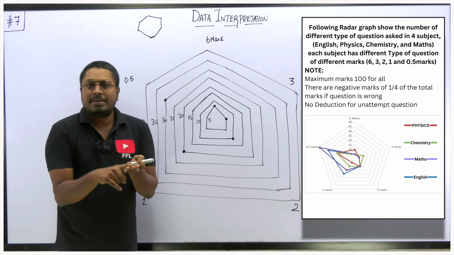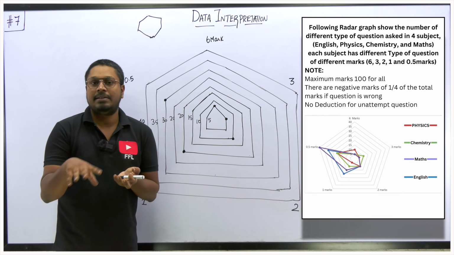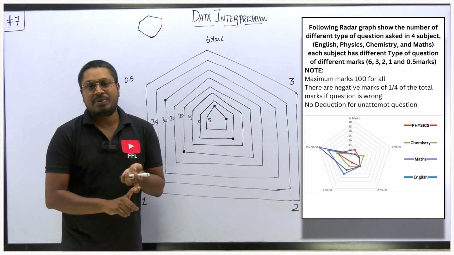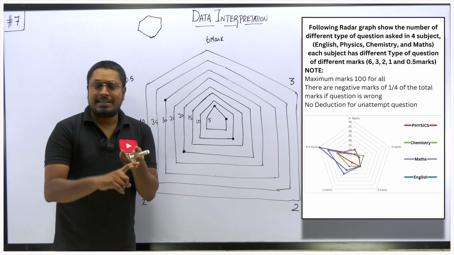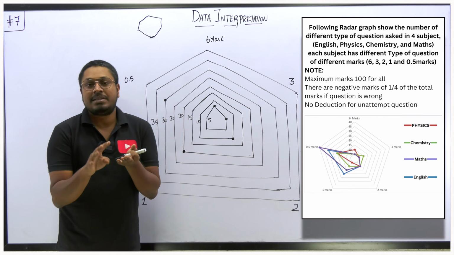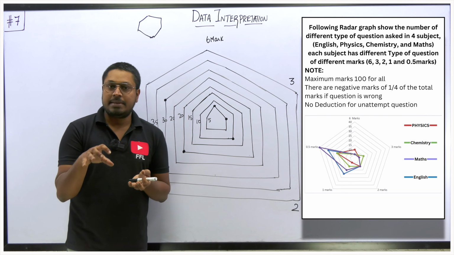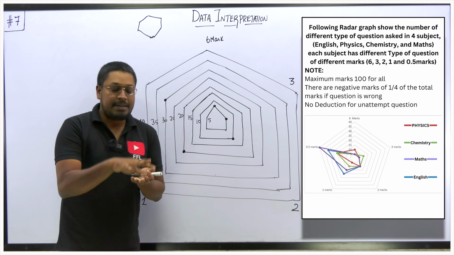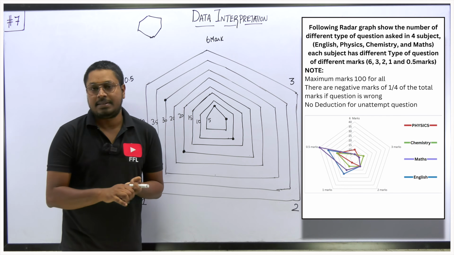So there are many bubble charts. Bubble charts have usually not been asked till now in bank exams, but you can see bubble charts in the CAT exams, SAT exams, XAT exams. In these kinds of competitive exams, you can see the bubble chart. But till date, bubble charts have not been asked in bank exams, right?